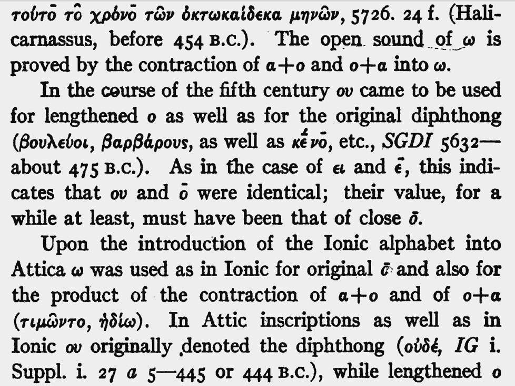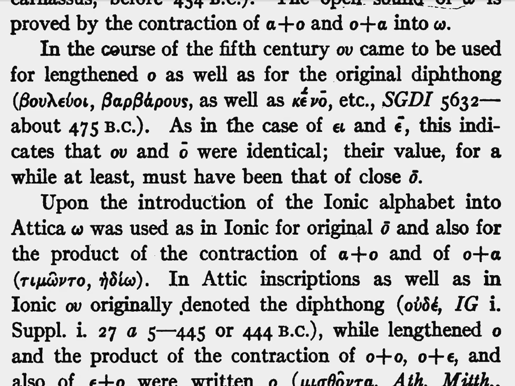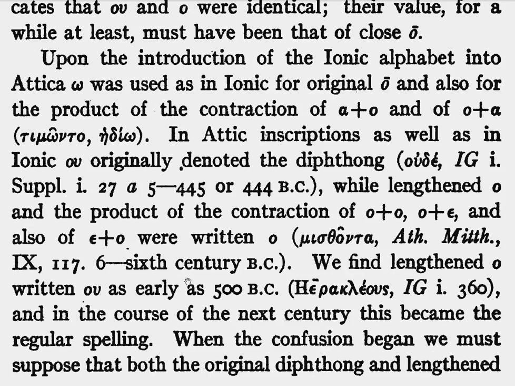Upon the introduction of the Ionic alphabet into Attic, ow was used as in Ionic for the original o, and also for the product of the contraction of a and o and a. So tim maunto and heid dio. In Attic inscriptions, as well as in Ionic, o originally denoted the diphthong o there, while lengthened o and the product of the contraction of o and e, and also of e and o, were written as o.